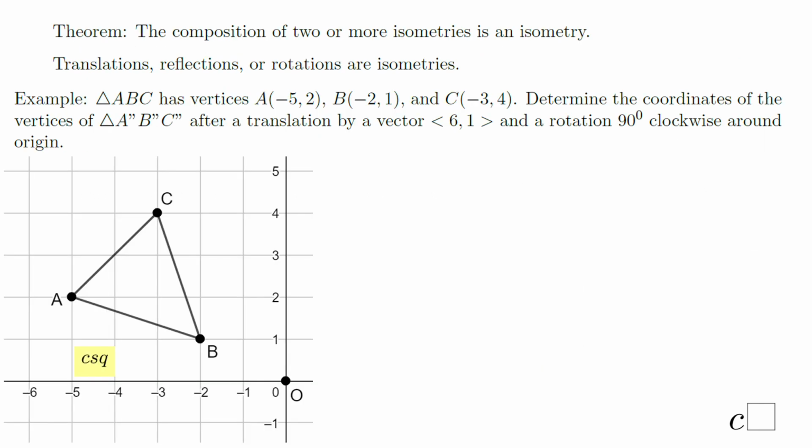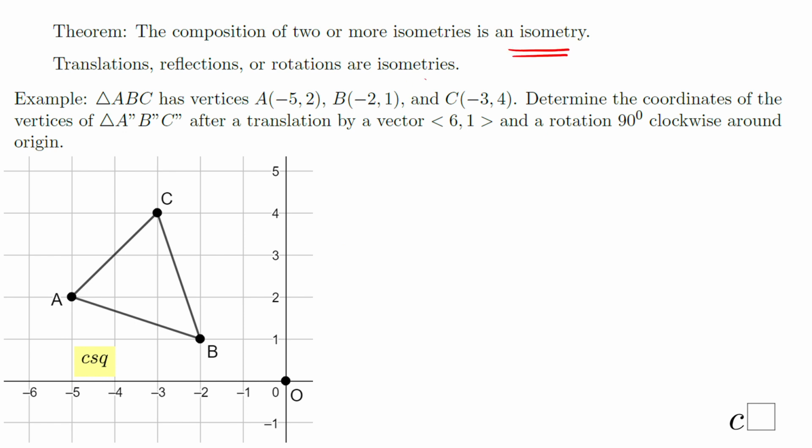I put here a theorem which says the composition of two or more isometries is an isometry. And all these three congruent transformations, rigid motions, rigid transformations are isometries. They keep the shape, they don't change the shape. That's the meaning of the word isometry, if you did not hear this word.